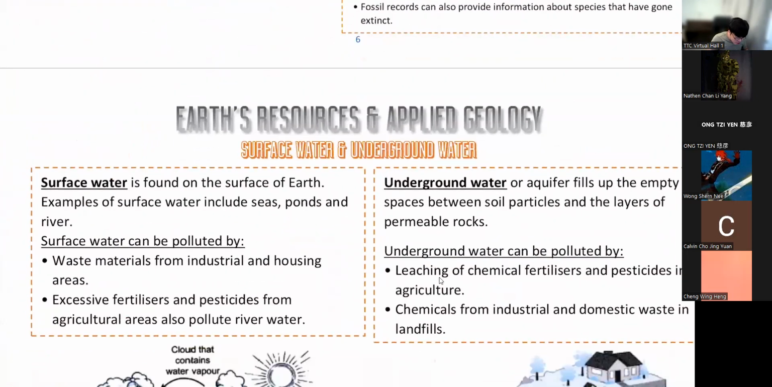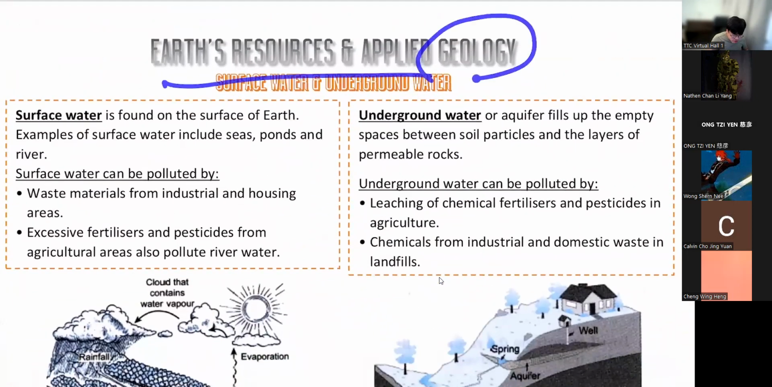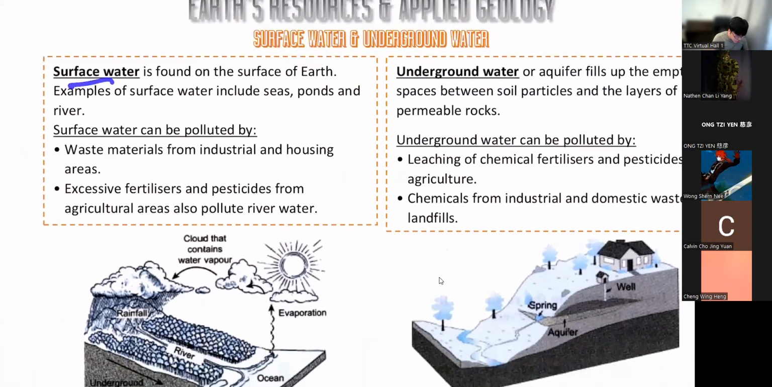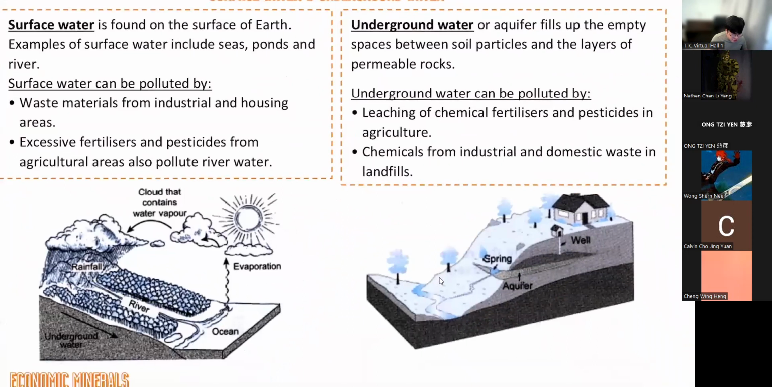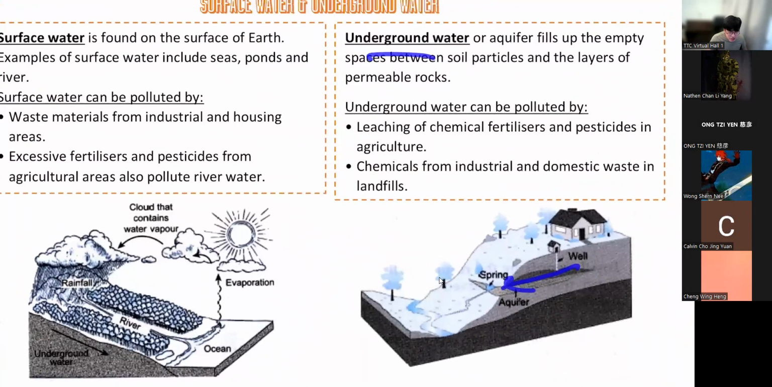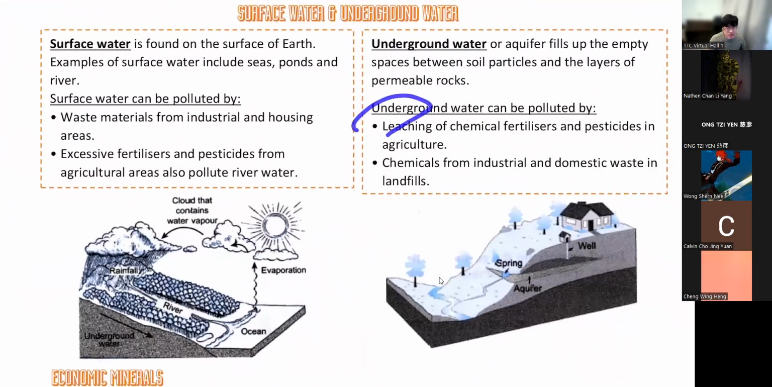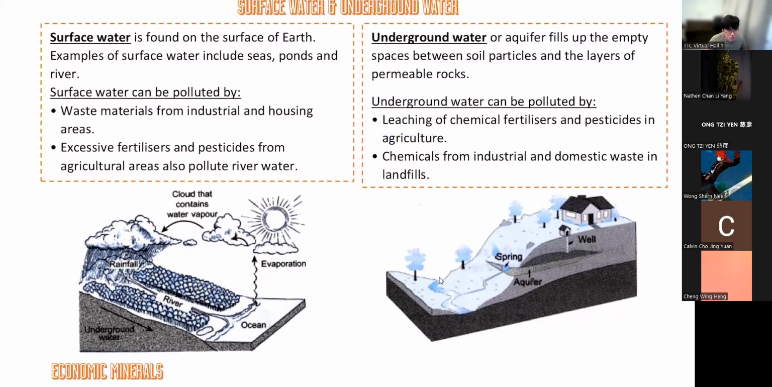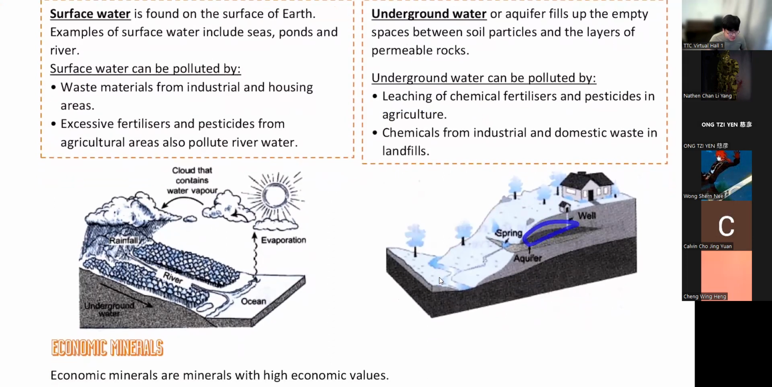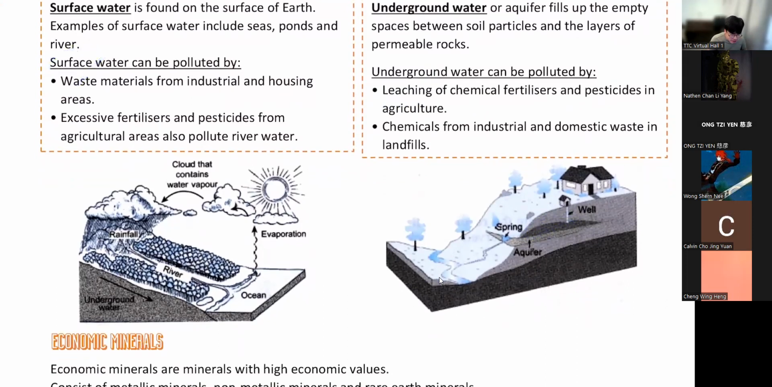Anyway, the last one, Earth resources and applied geology. Geology is a lot like geography. You have your surface water, water on the surface, and you have groundwater. Your mineral water is from here. Underground water is safer to drink because it goes through layers of sand, so it is actually filtered. Unless you have pollution, like chemical fertilizer and leaching. Leaching means it goes into the water, then your water will be polluted.